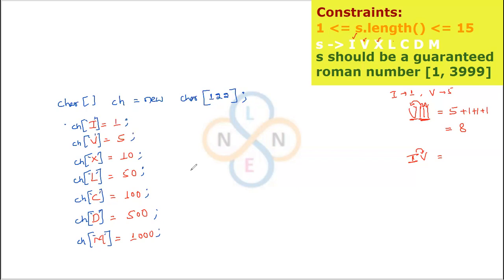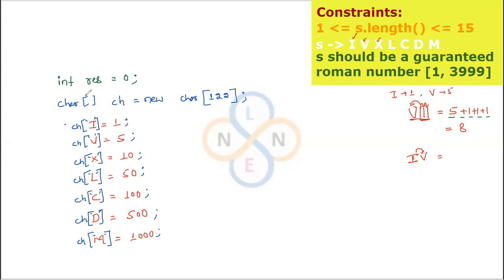After storing them into one array, what are we supposed to do? We are supposed to add the results, right? For this, we need one variable which should be initialized to 0. That's why I am taking one int type variable called result, and I'm initializing that value to 0.